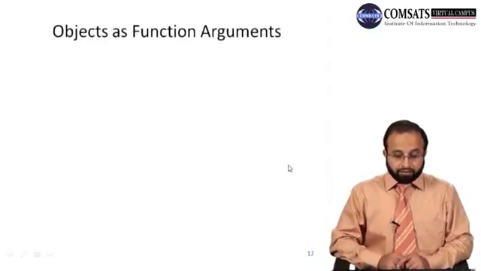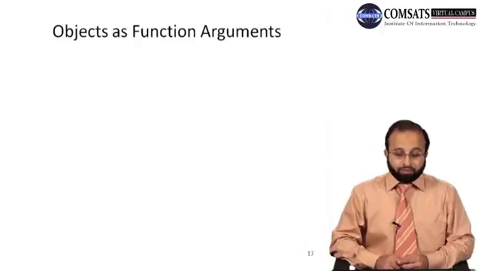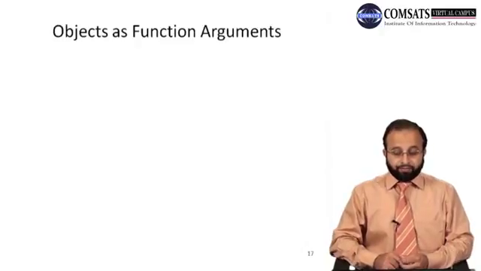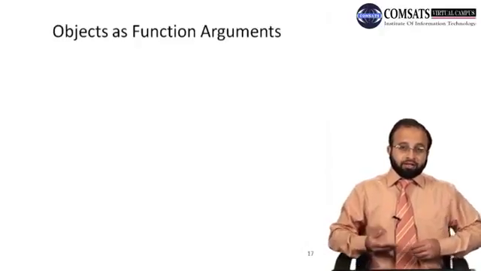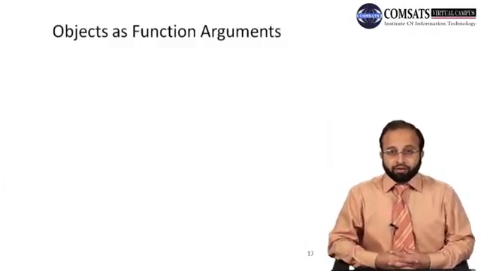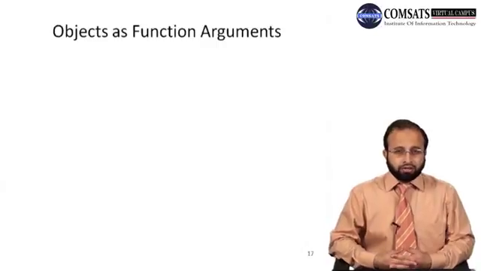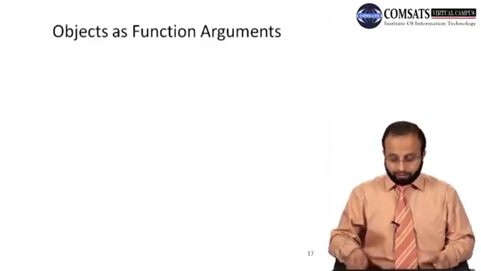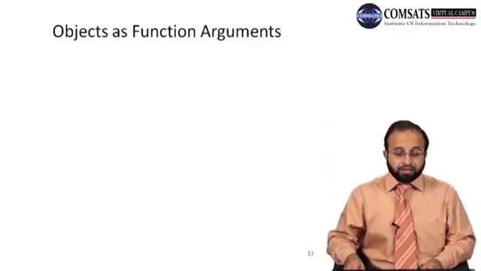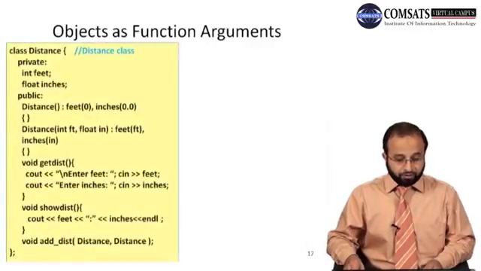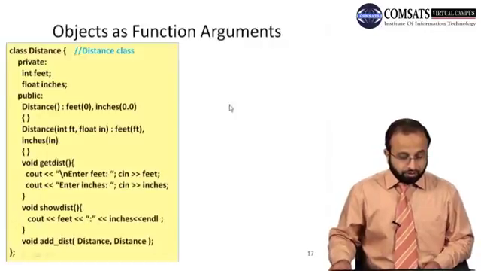So let's see another program where we pass an object as a function argument. So we can pass a simple data type variable to a function. For example, we can pass an integer, float or character or a string or a structure to a function. Same like these, we can pass an object to a function as an argument. So for that, let's consider the distance class. So this is our distance class. In this class we have two private data members.